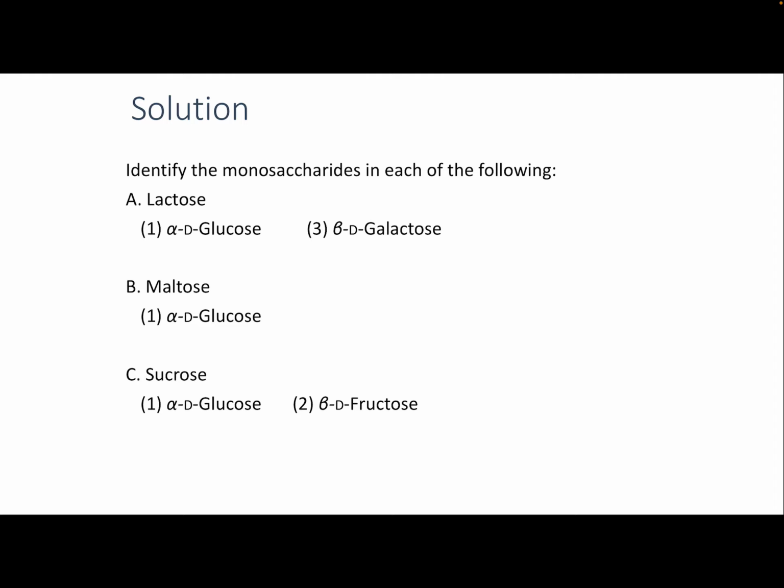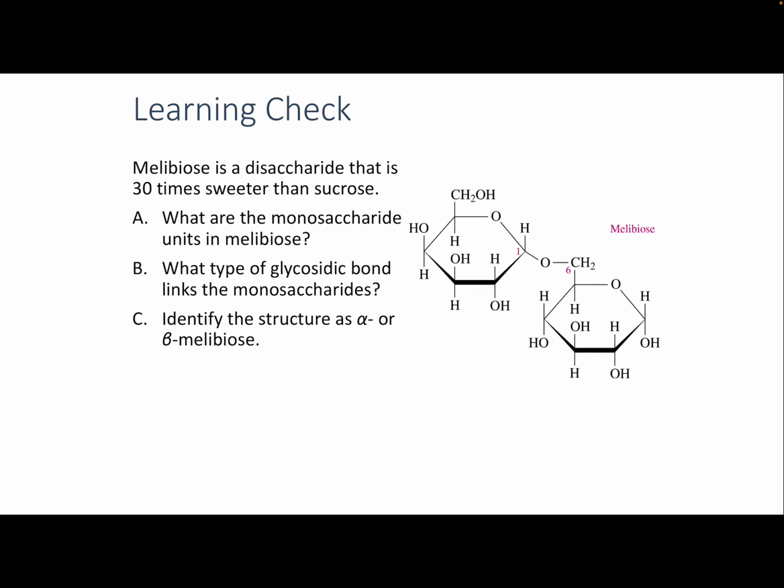All right, hopefully. I guess here it could be the beta as well. We could also have a beta as the second one. Probably doesn't happen very often, or even if it does, it opens and closes, probably stays as a beta more often when it's closed. And then for sucrose, these have to be an alpha and a beta. Excuse me. All right, another learning check.